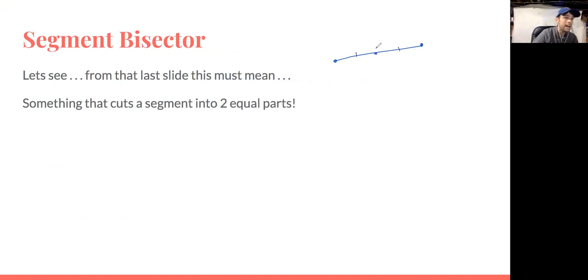I could have another segment that just touches it right there. This could be a ray, and it could cut the segment in half. We could call that a bisector, or it could just be a whole line altogether, and that could be considered a segment bisector as well. Anything that's taking the segment that we start off with and cutting it into two equal parts. All those things can be considered a bisector.